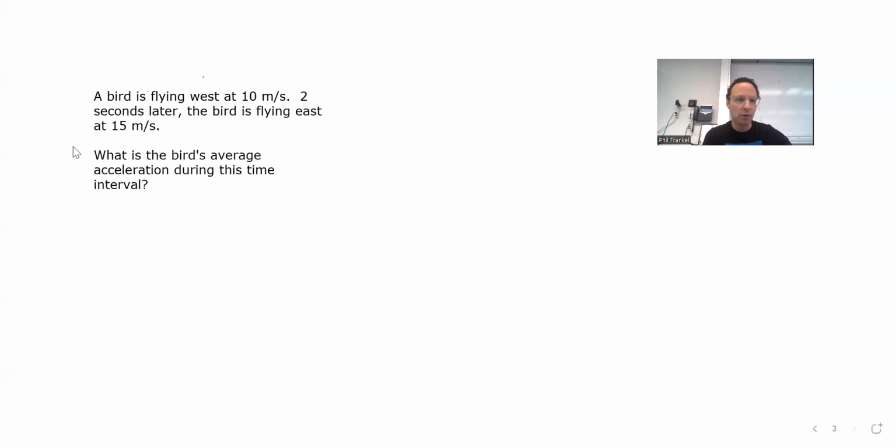So to start, let's draw a little picture here for ourselves. I will draw an x-axis. And the right is the positive direction based on how I've drawn my x-axis. So what's the situation? The bird is flying west at 10 meters per second. I'm going to say that the positive direction is east and the negative direction is west. So the bird is flying west at, I don't know, 10 meters per second.